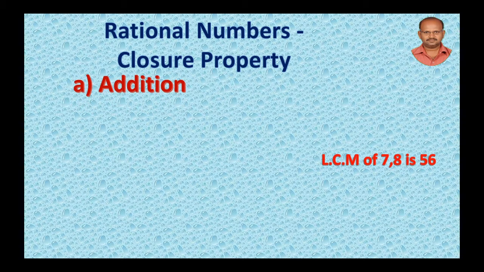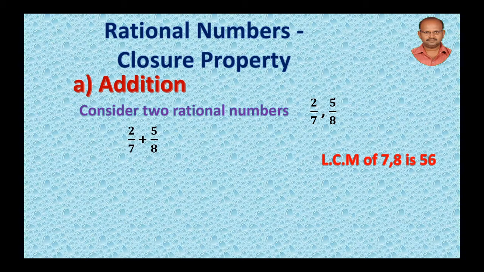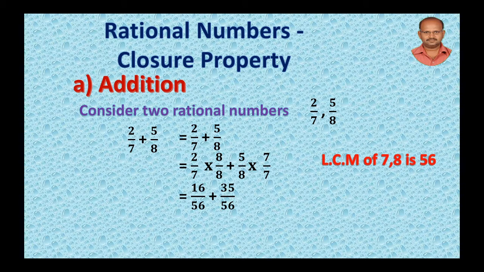Then go to rational numbers, closure property in addition. Consider two rational numbers, 2 by 7 and 5 by 8. 2 by 7 plus 5 by 8. LCM of 7 and 8 is equal to 56. 2 by 7 multiplied by 8 by 8 plus 5 by 8 multiplied by 7 by 7. Then 16 by 56 plus 35 by 56 is equal to 51 by 56.